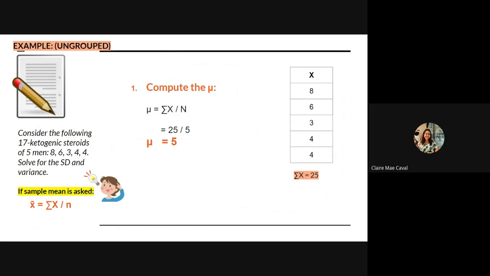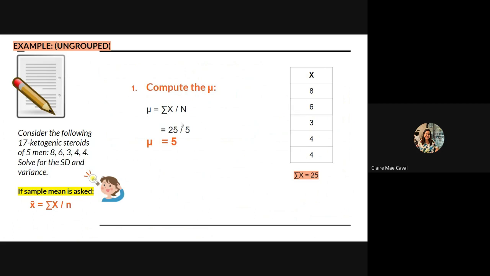Let's proceed to our first example. This time we have a set of data. Consider the following 17 ketogenic steroids of 5 men. You have 8, 6, 3, 4, and 4. Solve for the population standard deviation and variance. So this is the set of data. You have 5, yung population size natin.